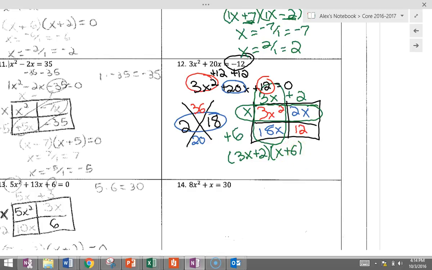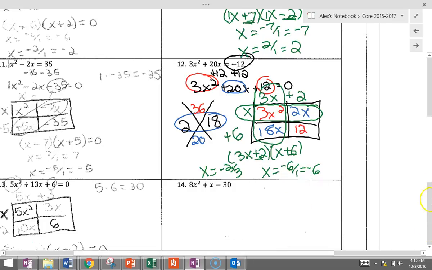Then for my solution, x equals, remember I changed the sign, so that's negative 2 divided by what's in front of x, which is 3. Since negative 2/3 doesn't reduce anymore, can't divide, it stays as negative 2/3. For my second one, x equals, the opposite of 6 is negative 6, divided by 1. Negative 6 divided by 1 is negative 6.